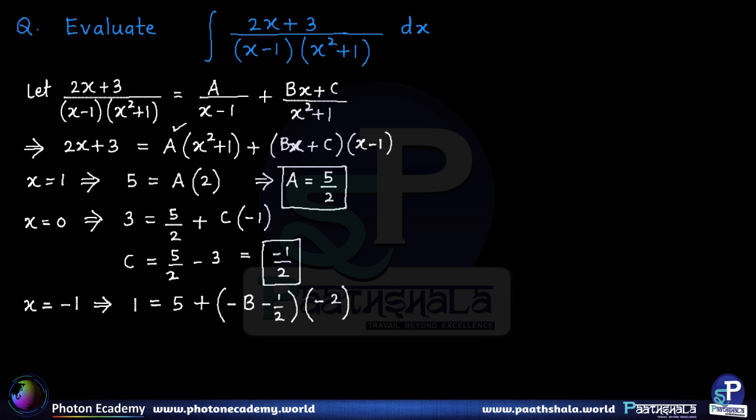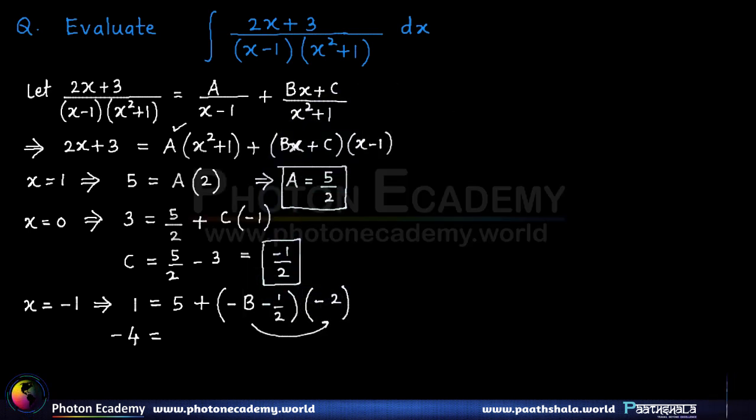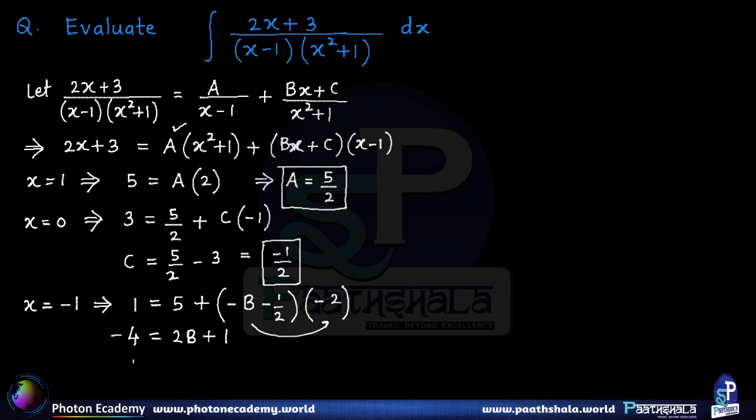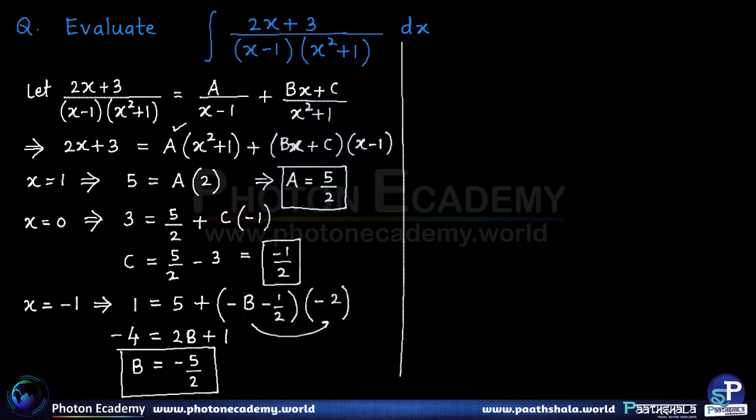So that gives us, now 1 minus 5 is minus 4. If we multiply the two brackets, we get minus B into minus 2, so that is 2B, and minus 1 into minus 2 is plus 1. So that gives us 2B equal to minus 5, and therefore B is minus 5 by 2. In this way we have got all the values of the unknown constants. So now based on this, let us substitute and get the final answer.